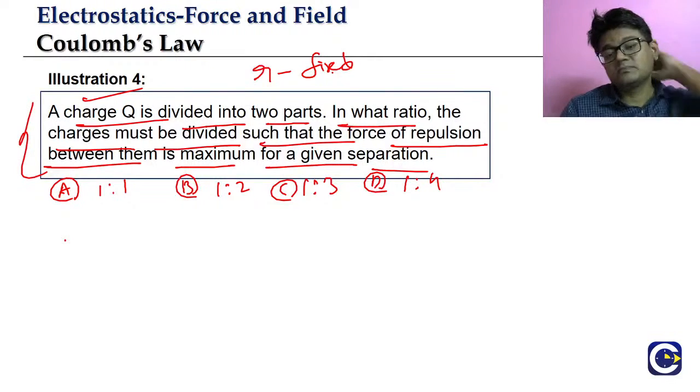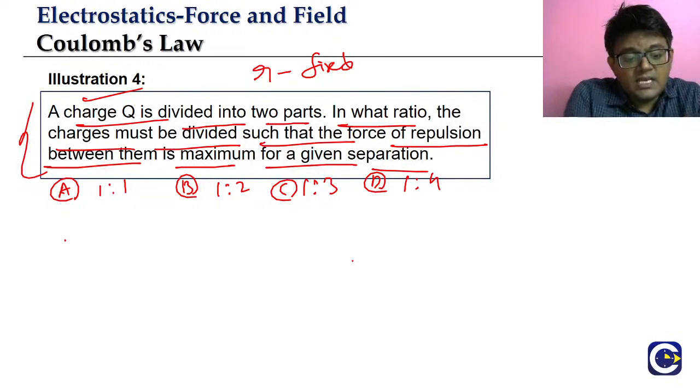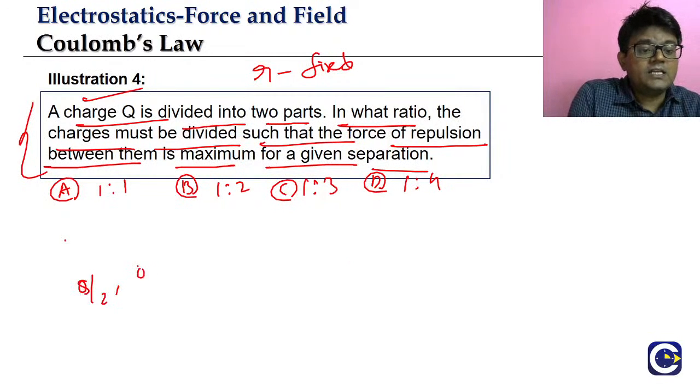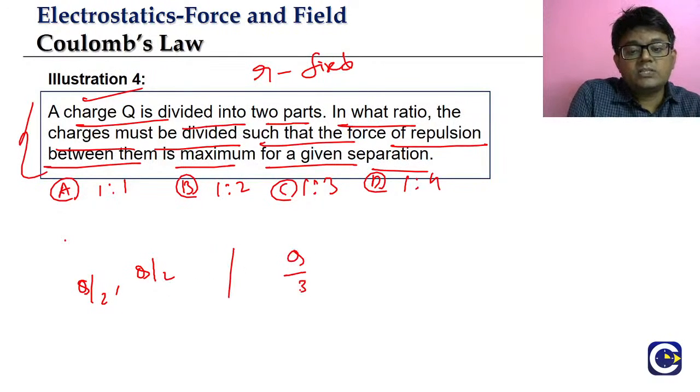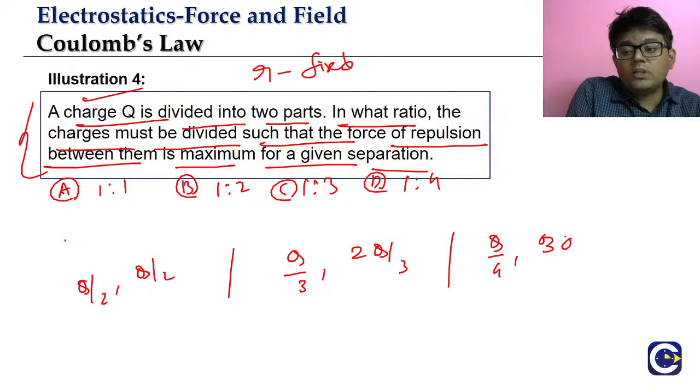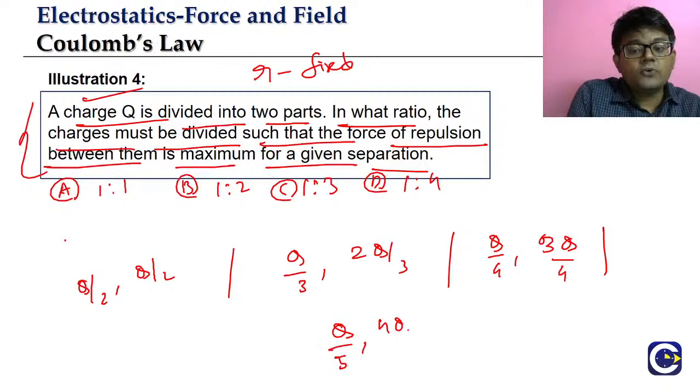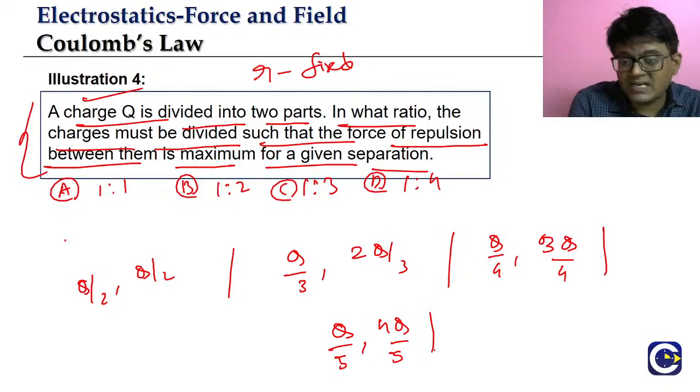Do you know what we can do? Can we take many cases and substitute and check? We can divide the charge into Q by 2, Q by 2, or into Q by 3, 2Q by 3, or into Q by 4, and the other part will be 3Q by 4, or into Q by 5, 4Q by 5. We can divide in many ways. So can we go on checking?